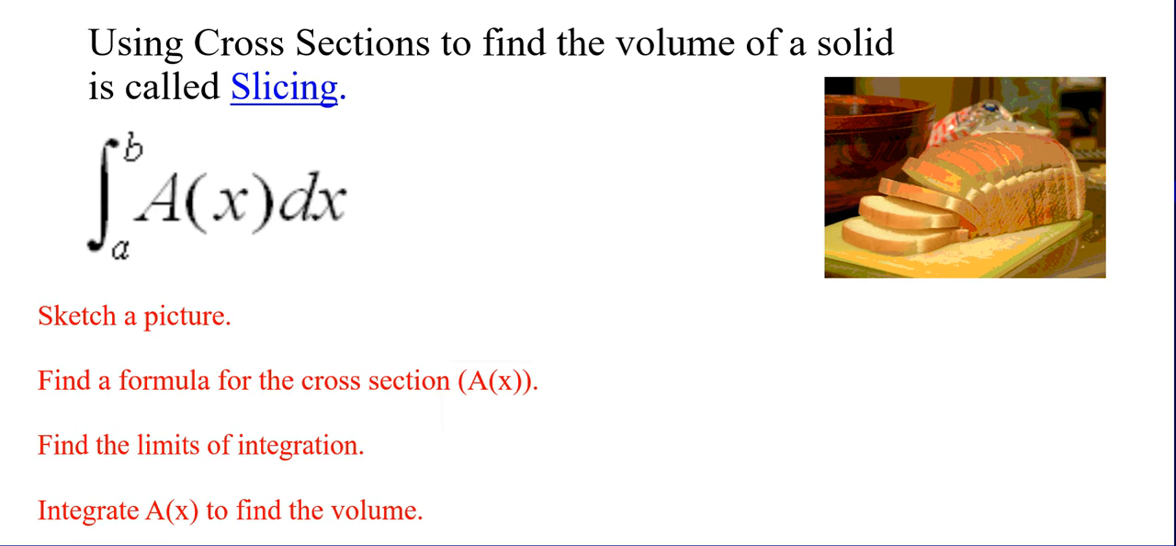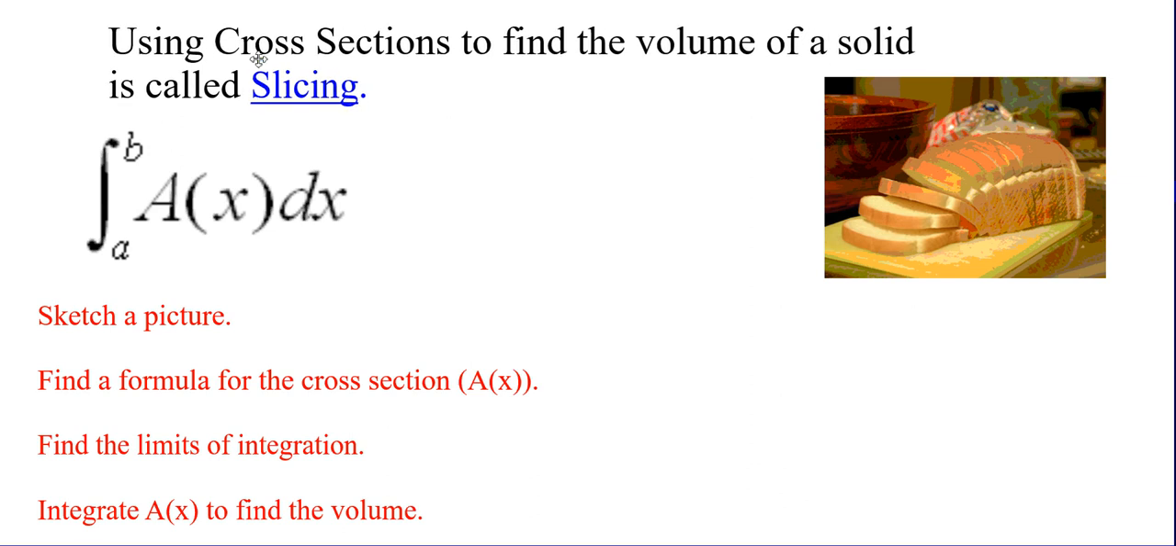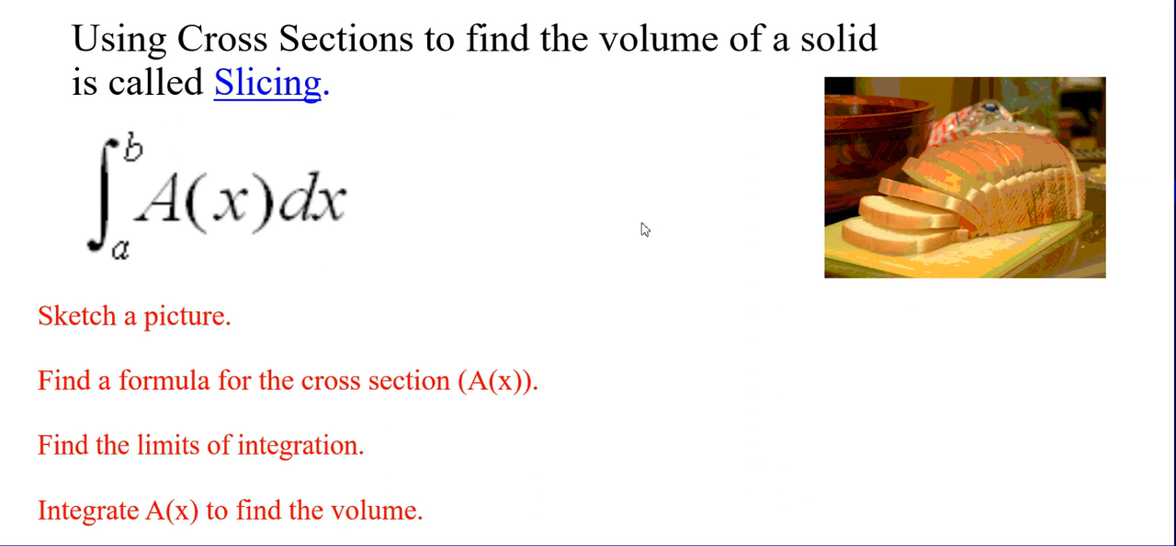Welcome back. We're going to be talking about how to use cross-sections to find the volume of a solid, which is usually called the slicing method. When I think of slicing, I think of slicing bread. When you think about volumes of a solid, we find volumes by taking a cross-section. In this case, our cross-section is almost like a rectangle, or maybe some other shape.